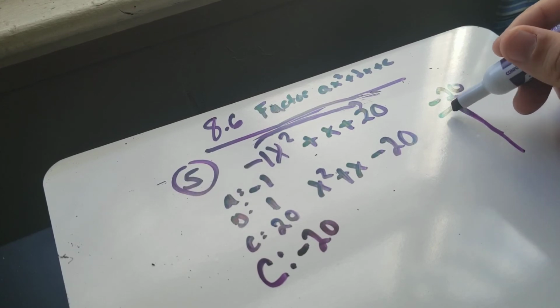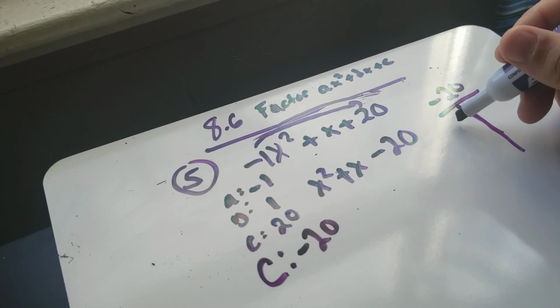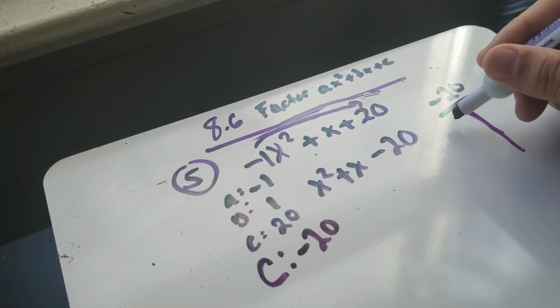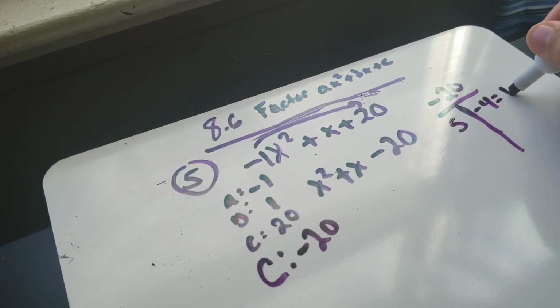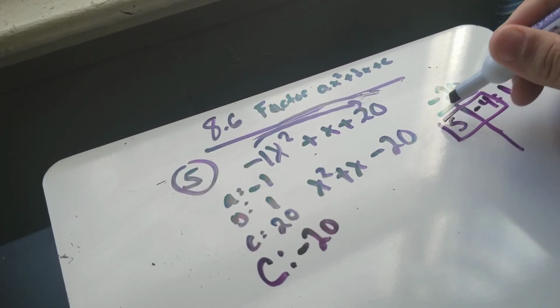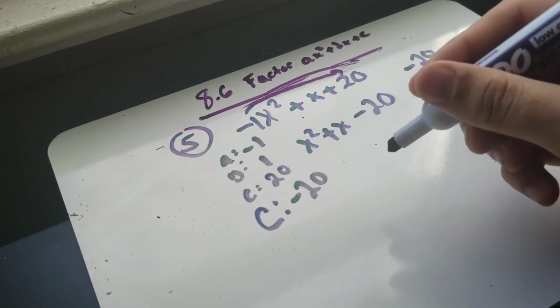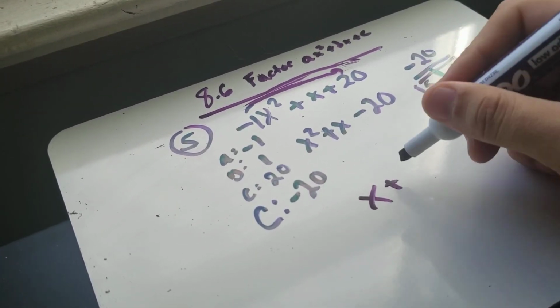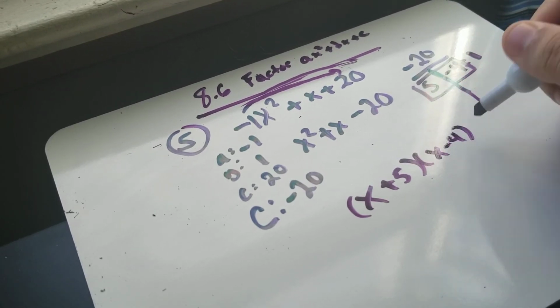Now you'll try a couple: 20 and 1, no. 2 and 10, no. 3 doesn't go anywhere. 4 and 5. Well, 5 and negative 4 should equal 1. So my two numbers are 5 and negative 4. So I have x plus 5 and x minus 4.